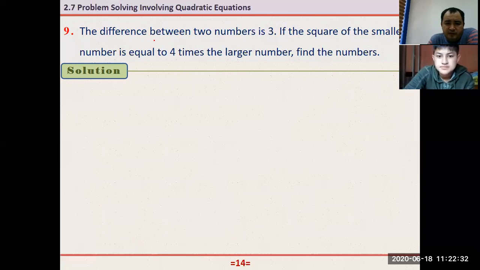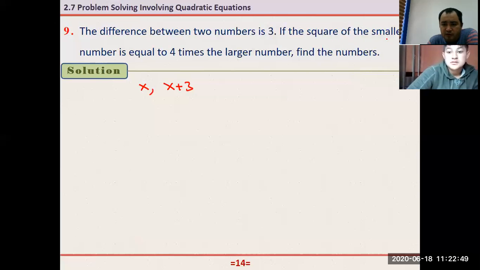Okay, the difference between two numbers is 3. Very good. If the first number is x, the second number is x plus 3. So we are looking for these numbers. Okay, then, if the square of the smaller number is equal to 4 times the larger number. Which one is smaller? x.